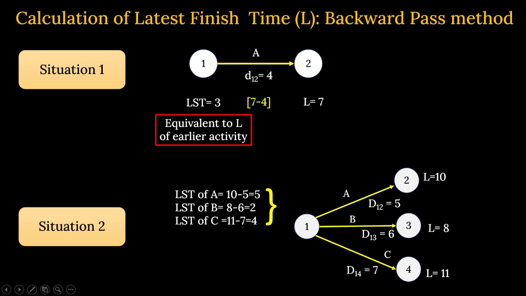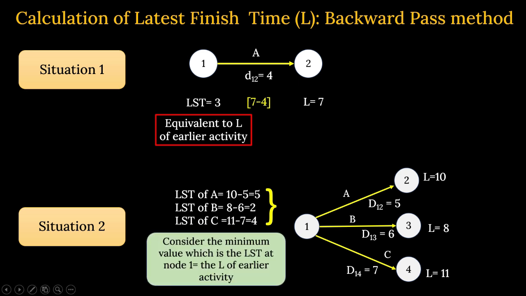Now out of these three, which one will be considered? Consider the minimum value, which is the latest start time at node 1. That means the L of the earlier activity. So that is the LST, the latest start time at node 1. You got my point?